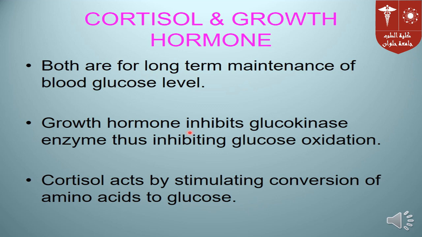Growth hormone inhibits glucokinase, it inhibits glucose oxidation, so it raises blood sugar. Cortisol acts by stimulating the conversion of amino acid to glucose, by stimulating gluconeogenesis.